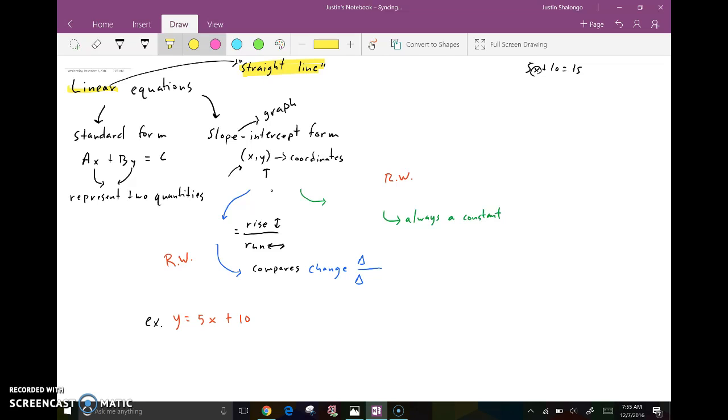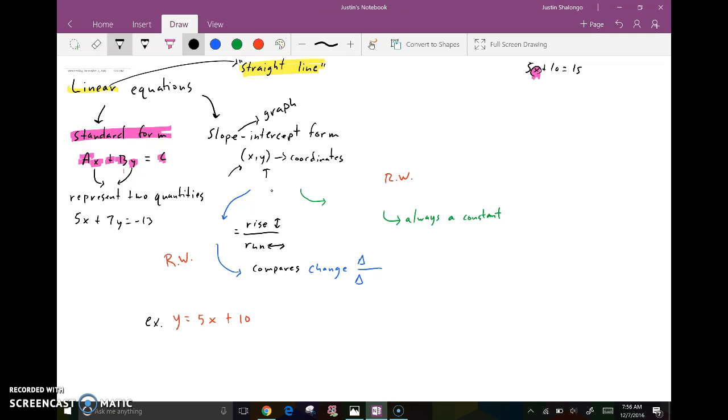And there's two forms that you'll see linear equations in. You'll see them in standard form, which is ax plus by equals c. And x and y represent two quantities. So this is kind of a new change because we've got now two variables, x and y, rather than just having one variable. So we've got something that represents two quantities. In standard form, you might see like 5x plus 6y equals negative 13. So this is an equation in standard form here.